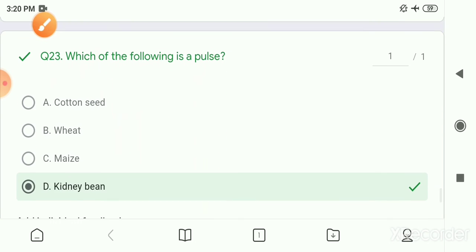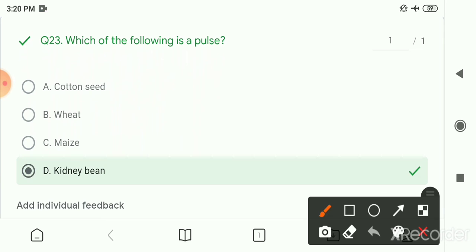Next, 23rd number, which of the following is a pulse? The options are cotton seed, wheat, maize and kidney bean. So here your answer is option D, that is kidney bean is the pulse. It is an example of pulses. The rest, that is wheat and maize, are examples of cereals, and cotton seed is an example of oil seed. So here your answer is option D, kidney bean.